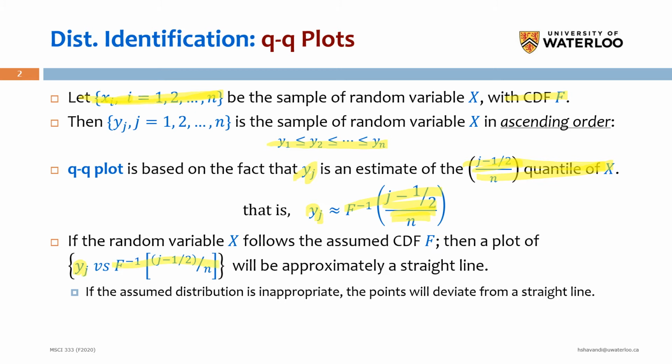If the CDF F, the distribution that we have chosen, is a good choice for this data set, then this plot should be approximately a straight line. If the assumed distribution is inappropriate, then the points deviate from the straight line.